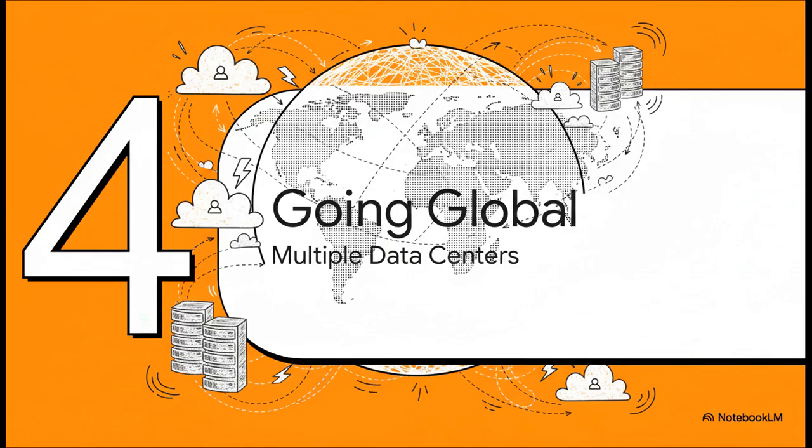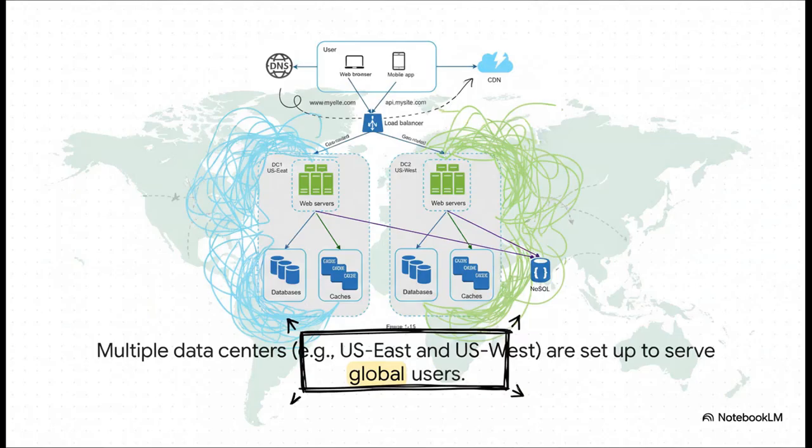Now that we have a global audience, a CDN for our images isn't quite enough. We need to bring our entire application, the brains of the operation, closer to all of our users. This means we have to move beyond a single region and start building a truly global infrastructure. So, the next big step is to build out multiple data centers. Our architecture is getting much more sophisticated now.